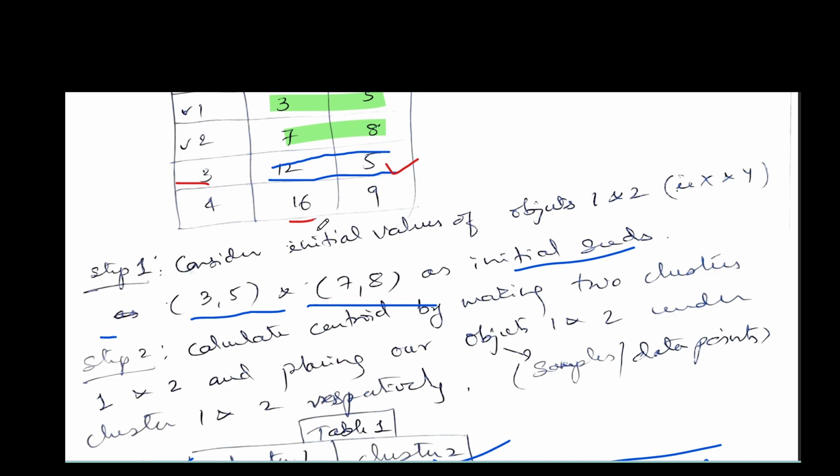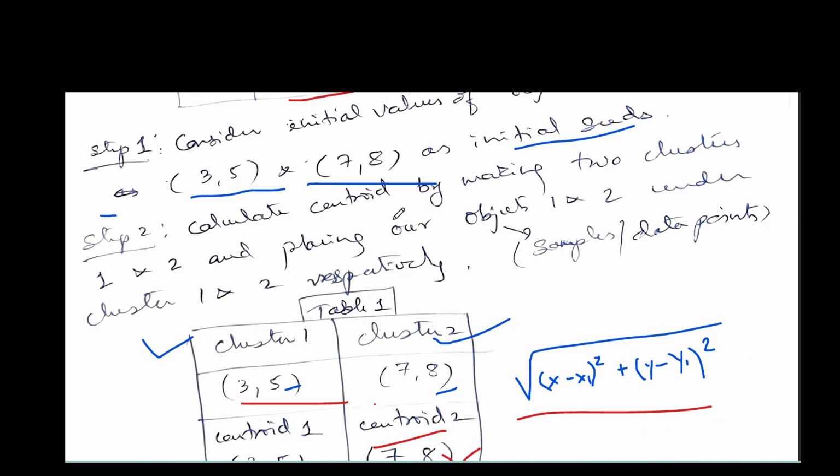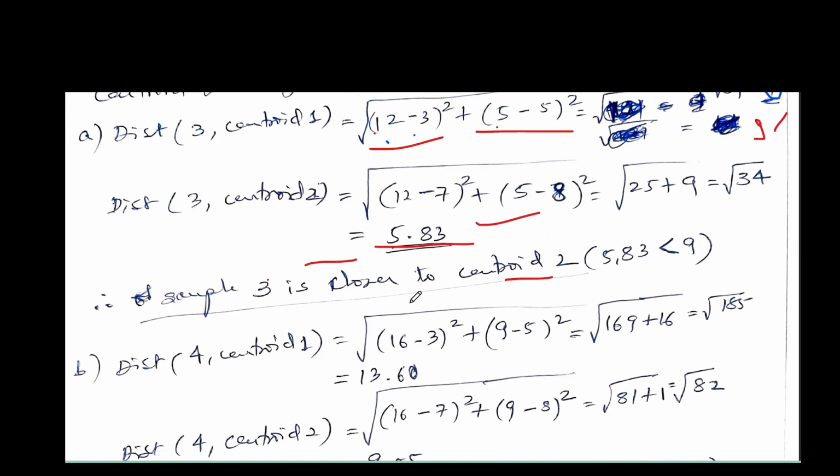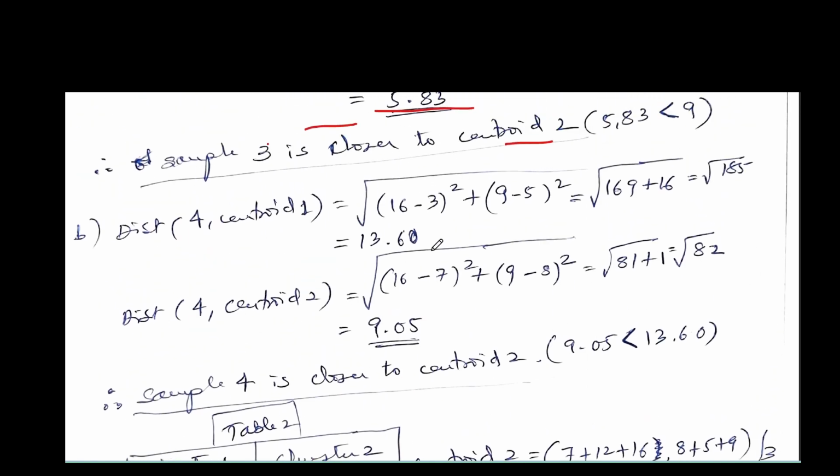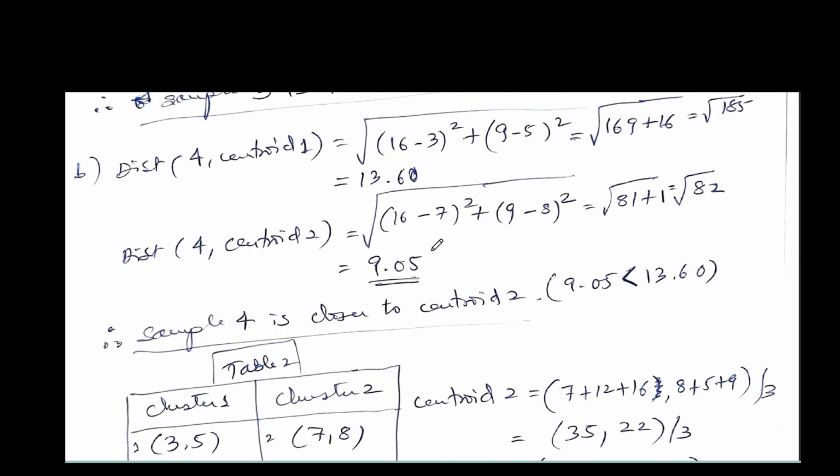On a similar basis, we will calculate for 16 comma 9 with these two centroids only, and we did the calculation using that formula. Now the distances came out to be 13 and 9. Now again, this 9 is smaller, so sample 4 is again closer to centroid 2.